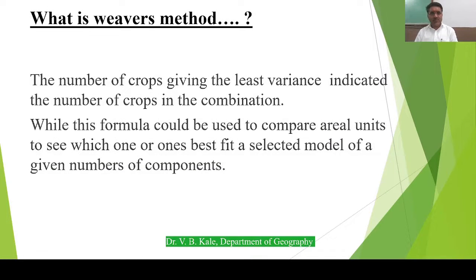The number of crops giving the least variance indicated the number of crops in the combination. Means what? Suppose if we are taking 10 crops in the same field, but up to the 7 only there is an increasing value, and at the 8th there is a decreased value, then the crop combination of that field is 7, because 7 is the least variance. While this formula could be used to compare areal units to see which one best fits a selected model of a given number of components.